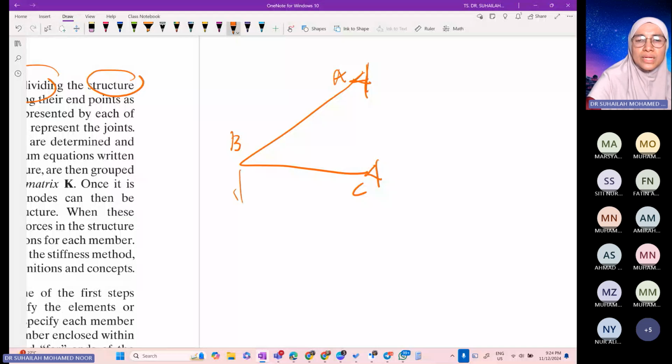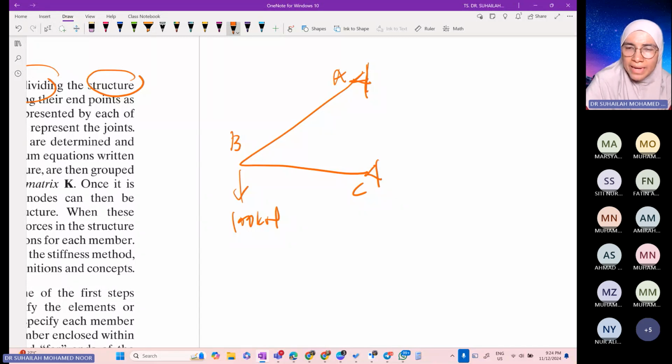Lepas tu katalah ada loading 100 kilonewton. Okay, this is conventional way kita lukis truss. Truss yang ada dua member, this is how we draw. Okay, ada member AB, ada member BC. So yang ni structure. Truss is a structure.